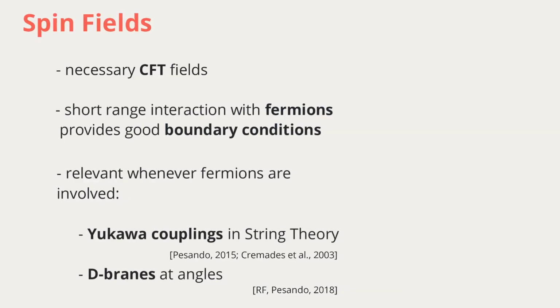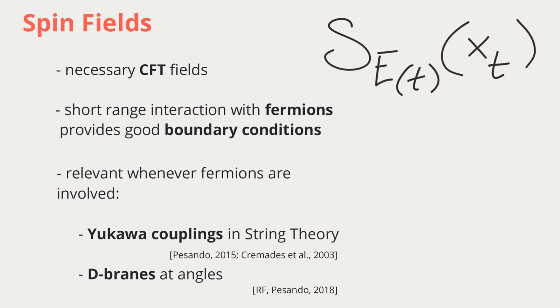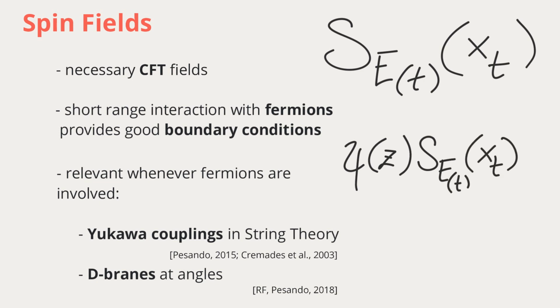Before diving into the subject, let me just quickly recall a few properties and why spin fields are relevant for what we do. Spin fields are a set of fields which appear in conformal field theories, meaning that they are specified by a conformal weight and their application points. Their short-range behavior with fermions is what gives the good boundary conditions that we need to include fermions in the theory. That said, it means that they are extremely relevant for any computation involving fermions in these theories.